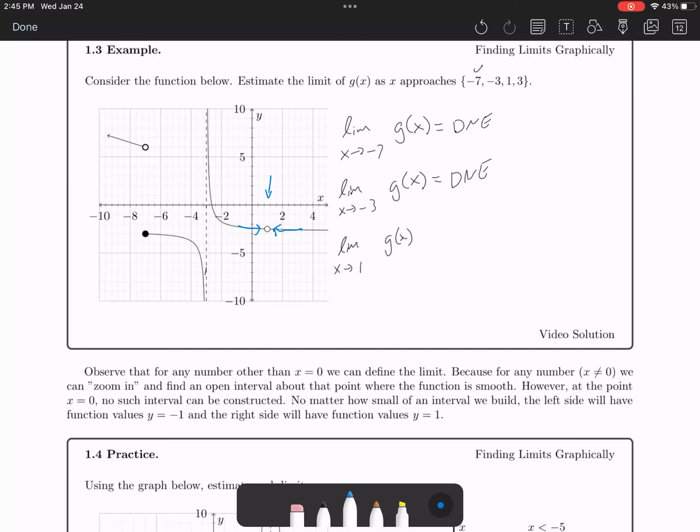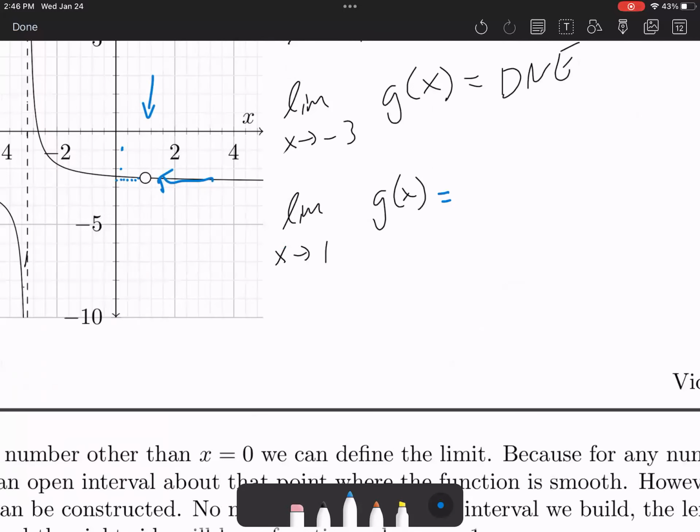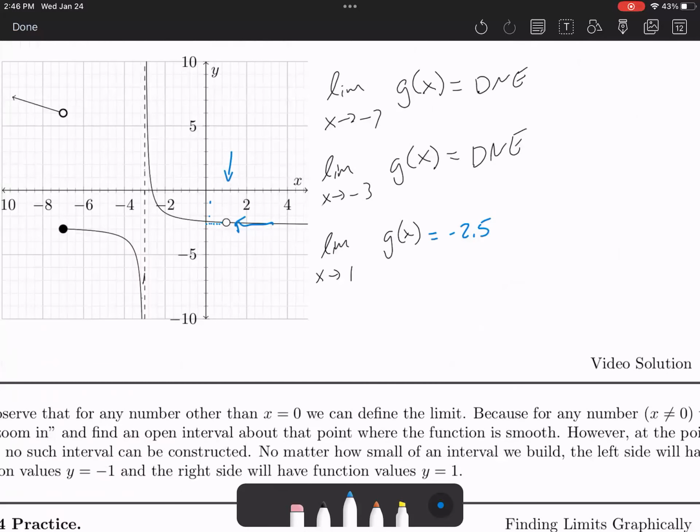Here, the left-hand and the right-hand side of the graph both approach the same number. And that number seems like, let me zoom in there. What y value do I think this open circle happens at? Maybe -2.5, let's say. The limit is well defined because the function approaches the same value from the left and from the right, and that value is -2.5.